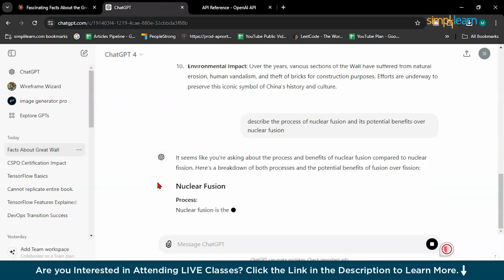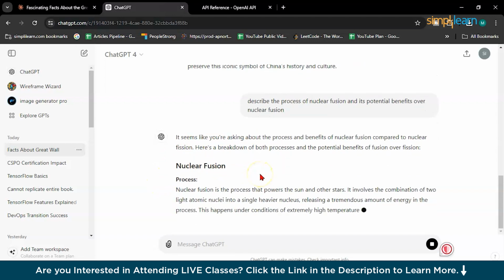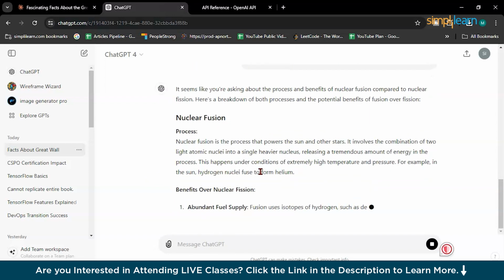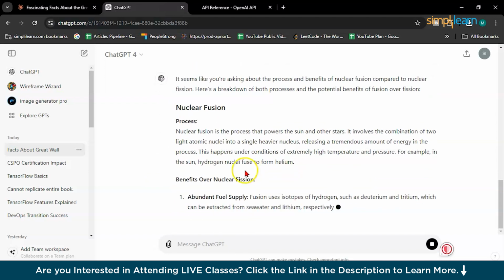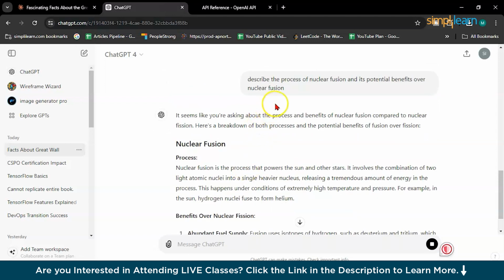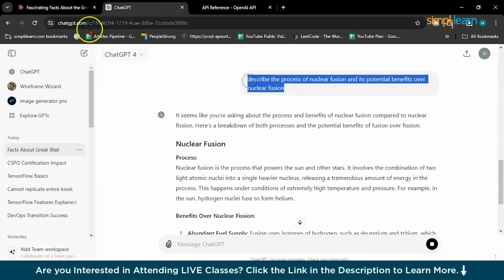Okay, so even I don't know the process of nuclear fusion. I just wrote it because I want to make the prompt more complex, so that's why I wrote nuclear fusion and all. Okay, so same, we will copy here.